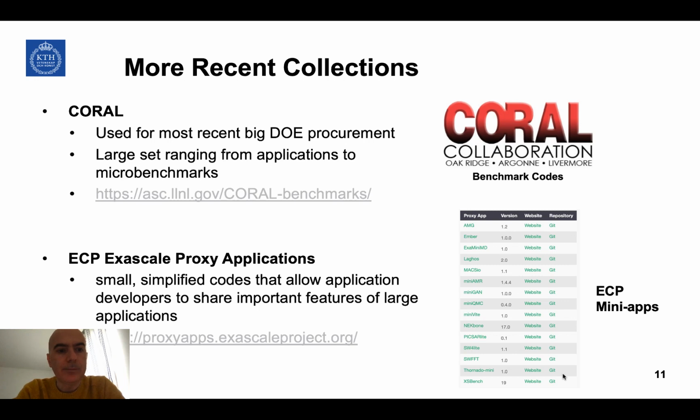A second very important benchmark suite is the ECP exascale proxy applications. These are more like small applications, also called mini apps. They are small simplified codes that allow application developers to share important features of a very large application. So pretty much for all the large applications, they provide the large application, but also a smaller application that can be given to computer scientists. It is typically smaller in size and easier to set up and run without knowing any specific internals of the large application. An example is the Nekbone mini application, related to Nek5000, a large scale computational fluid dynamics code largely used at KTH.